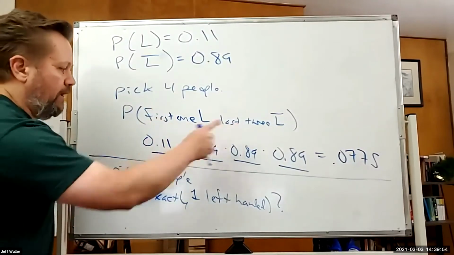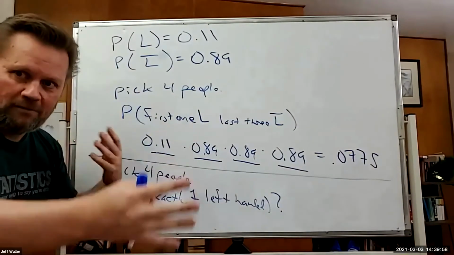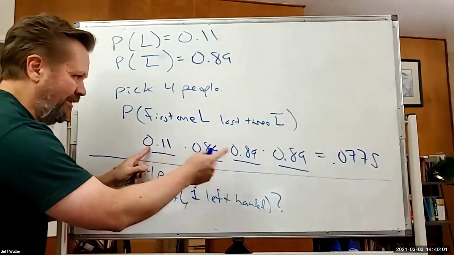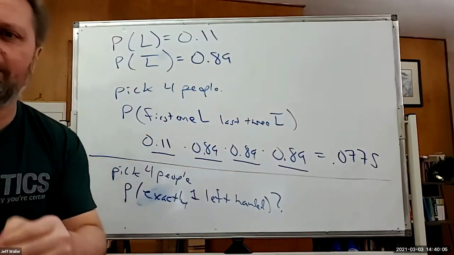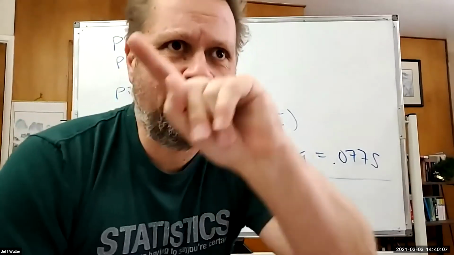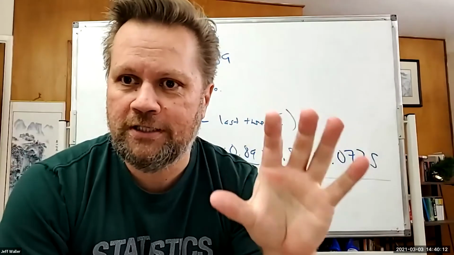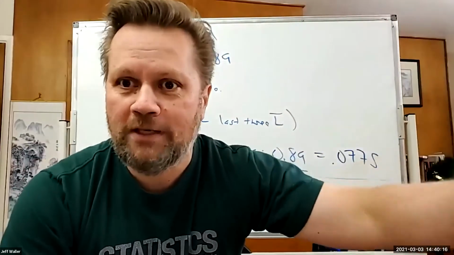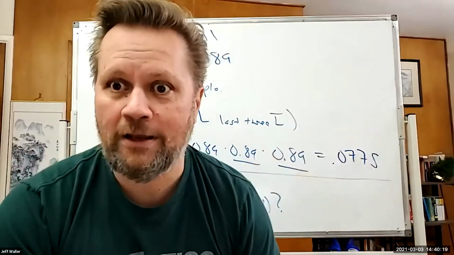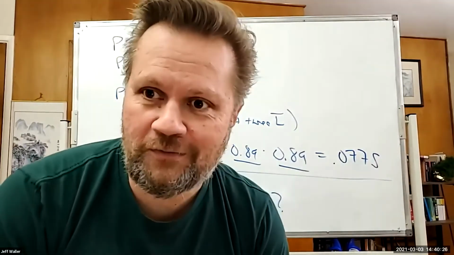What's another way that could happen? The first one could be left-handed, or, come on, play with me. Either the first one's left-handed, or if you got 4 people lined up against the wall, and one of them stole your cheese. I have no idea where that came from. Who could it be? You know one of them did it. It could be the first guy, or the second guy, or the third guy, or the fourth guy. I love it.